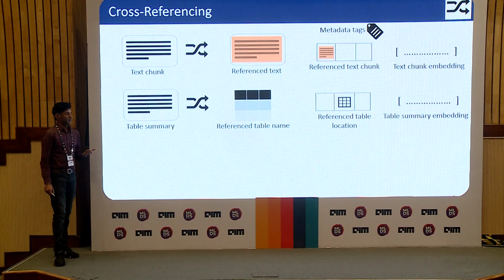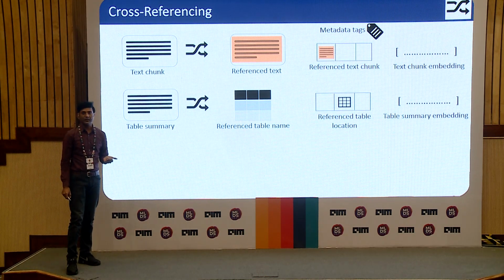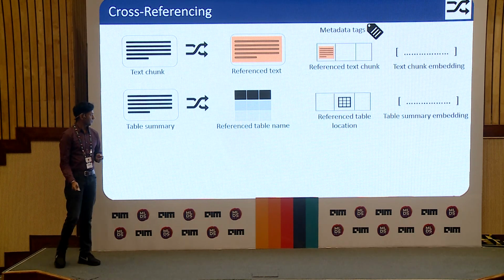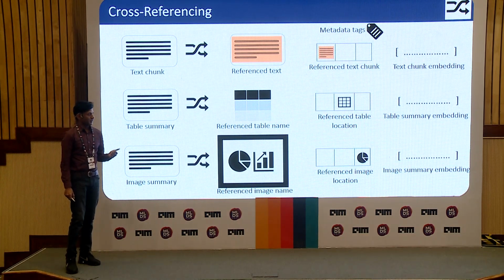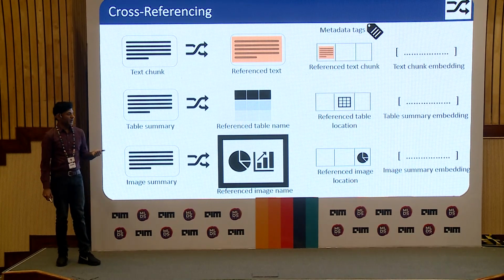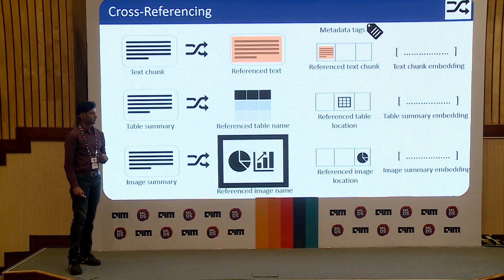Similarly, for table summaries, we are storing the referenced table information as a metadata tag in our vector store. For images as well, we extracted the images and kept them in an object store, and we placed the image location as part of a metadata tag in our vector store.